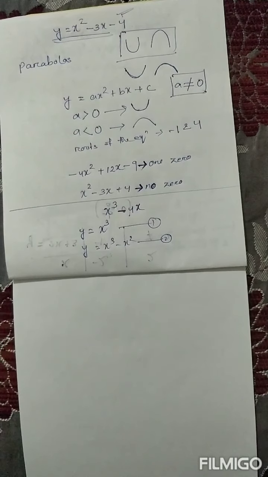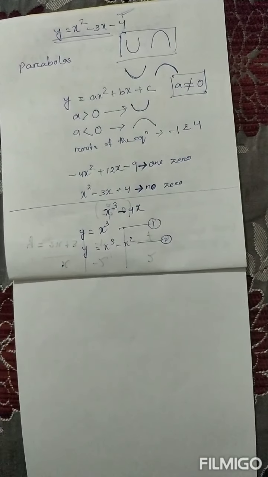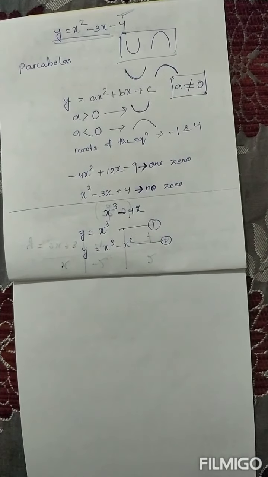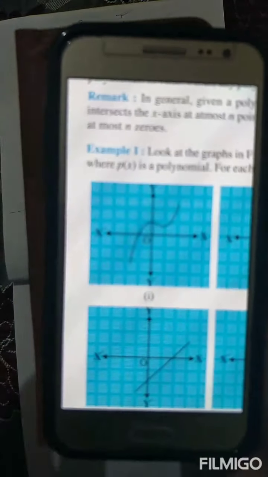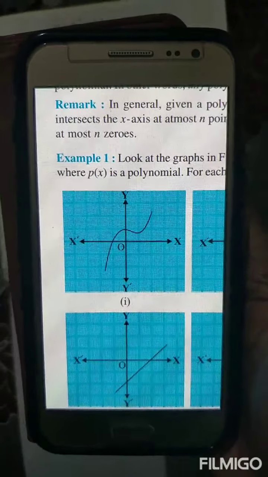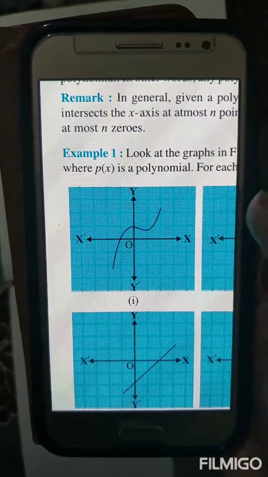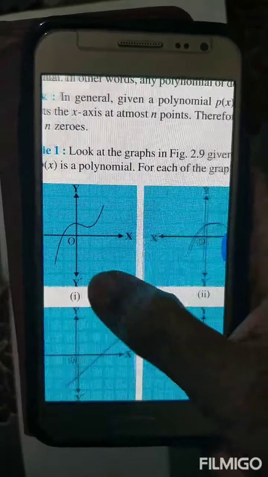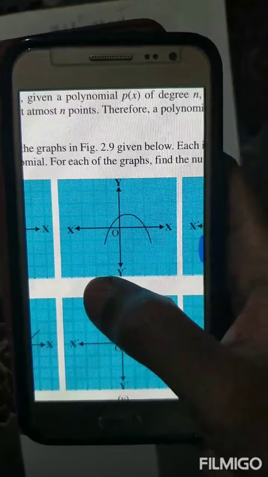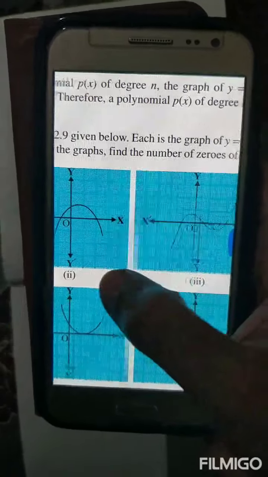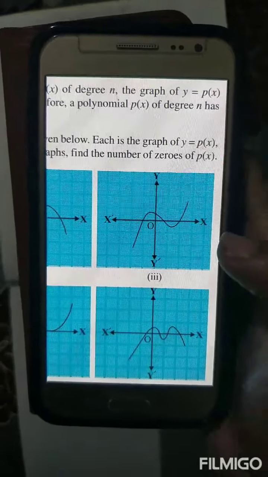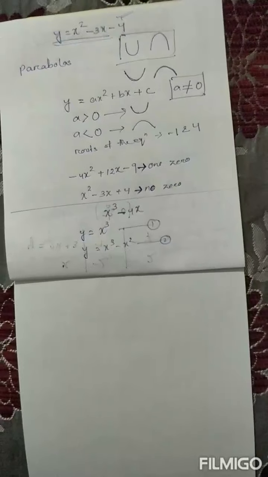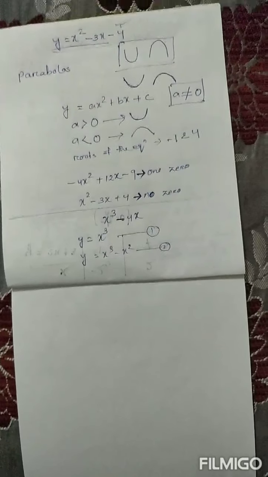So then come to the example. It is given by looking at the graph. You will have to find out how many zeros are present in the graph. I'll show you the first graph. How many zeros are present? There is only 1 zero because it has intersected the x-axis at one point only. Then come to the second bit. How many zeros are there? 2. Third bit. How many zeros are there? 3. So likewise, you can solve that example 1.